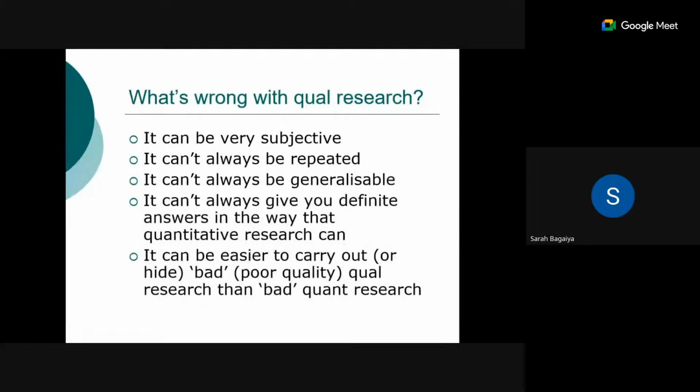What is wrong with qualitative research? It can be very subjective. It can't always be repeated. It can't always be generalizable. It can't always give you definite answers in the ways that quantitative research can. It can be easier to carry out or hide bad, poor quality qualitative research than bad quantitative research.